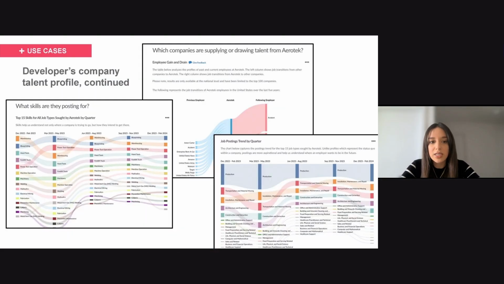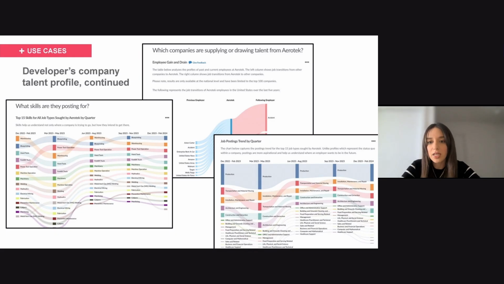We could also see what companies are supplying or drawing talent from Aerotech, and this analyzes the profiles of past and current employees at the selected companies. We're also able to see job posting trends and what they look like over time to help us understand where an employer wants to be in the future. And then to the left, you could see the type of skills the company needs their talent to possess.